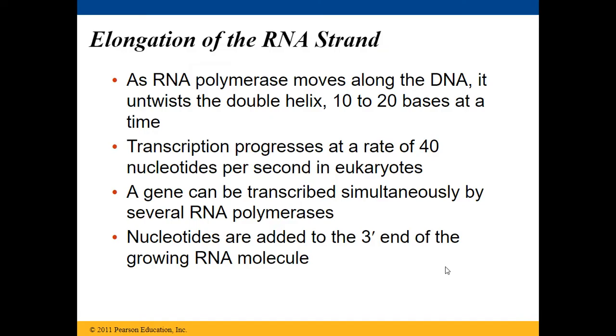The elongation of the RNA strand. So RNA polymerase moves along the DNA and it untwists the double helix, 10 to 20 bases at a time. Transcription progresses at a rate of 40 nucleotides per second in eukaryotes. A gene can be transcribed simultaneously by several different RNA polymerases. Nucleotides get added to the 3' end of the growing RNA molecule. So we're still paying attention to that 5' to 3' direction of DNA.